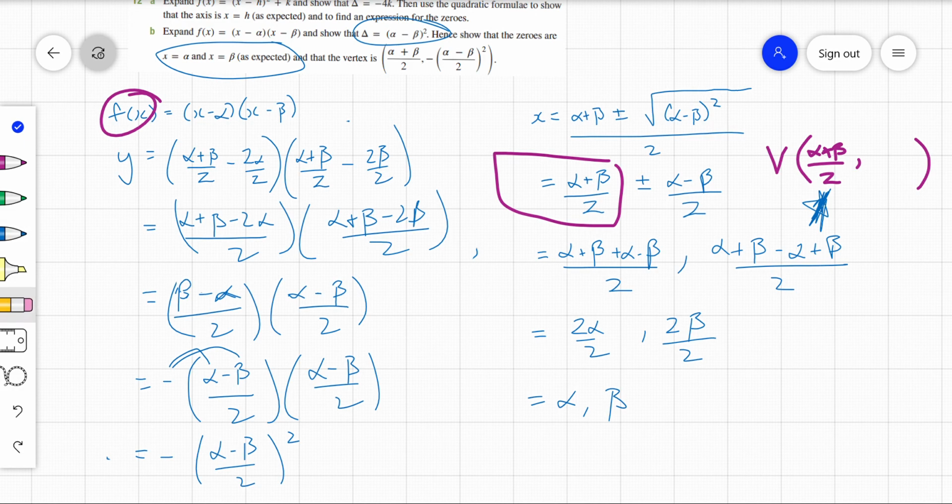So if I go back over here, I don't know if I'll be able to fit it in. Actually, let's try. So I'm going to have negative alpha minus beta on 2 all squared for my y value for my vertex, which is great because it's right here. Excellent, we've shown it. Hope that helps.